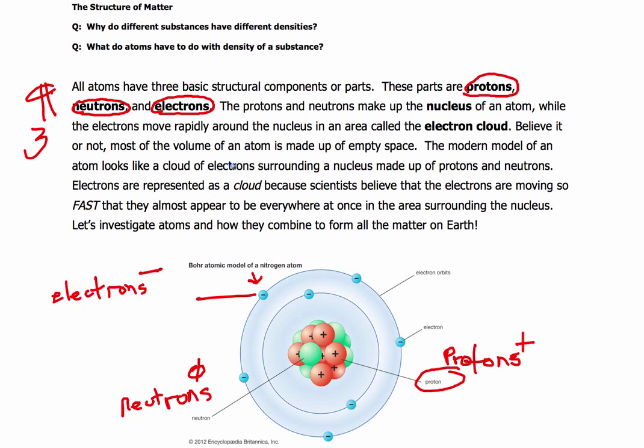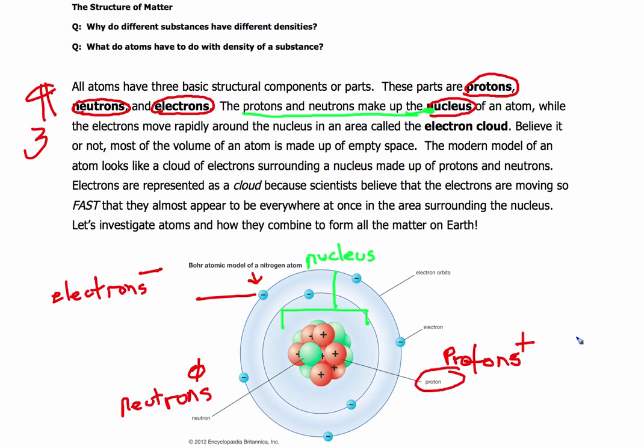Another key word then is nucleus. So nucleus, where would we find an explanation in our reading of what the nucleus is? Well, right here, the protons and the neutrons make up the nucleus of an atom. So let's put a little link button there. So come down to the picture here, and you're going to need to sketch this picture. This would be the nucleus. So that would be the nucleus of the atom.